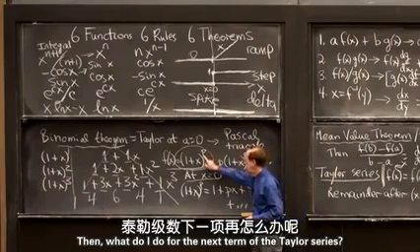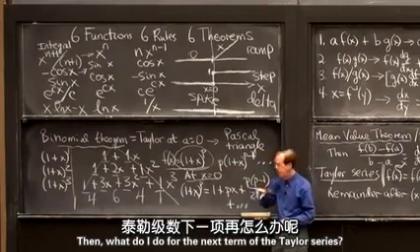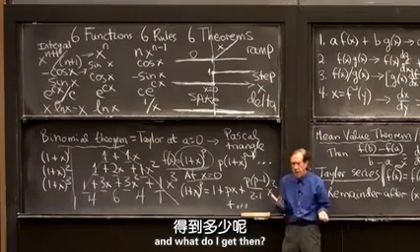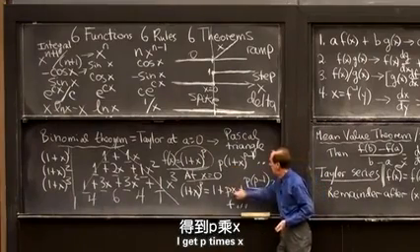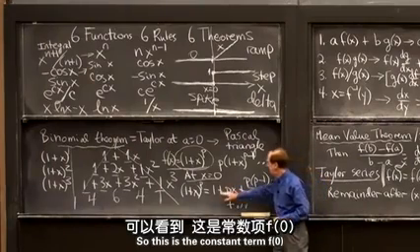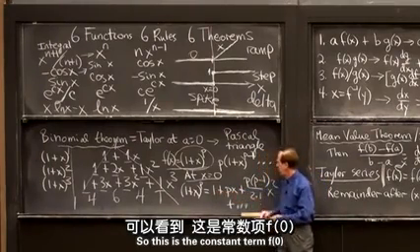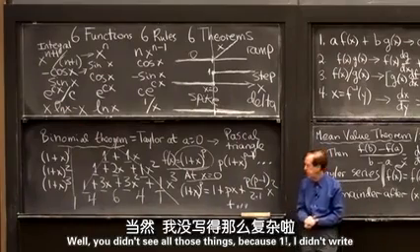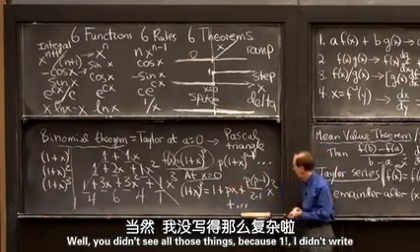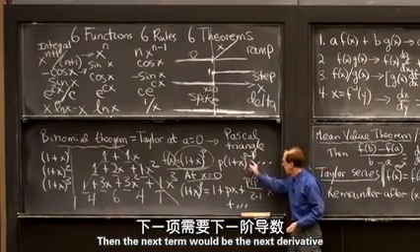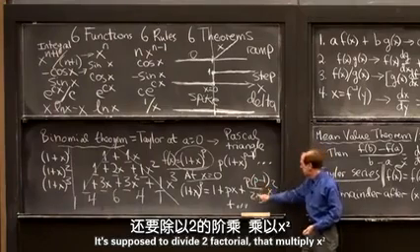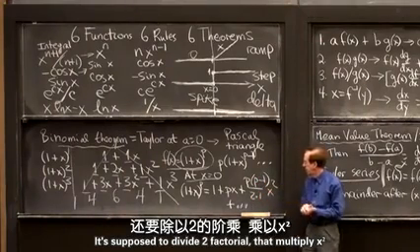Then, what do I do for the next term of the Taylor series? I take the derivative, and I put x equals 0. And what do I get then? I get p times x. So this is the constant term, f of 0. This is the derivative times x minus a divided by 1 factorial. Well, you didn't see all those things because 1 factorial I didn't write. Then the next term would be the next derivative, p minus 1 will come down. So you'll have p minus 1, you're supposed to divide by 2 factorial. That multiplies x squared.